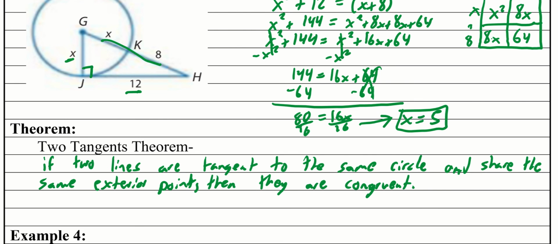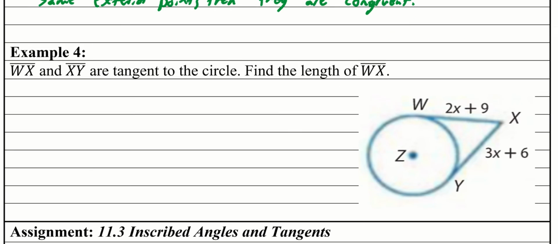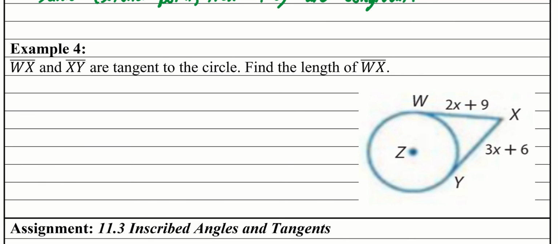We could draw an example with this, but we'll see this on example 4 here. So we'll just use this as the example to look off of. Let's look at this picture from example 4. This is describing the theorem that we just wrote down. I have two lines that are both tangent to the circle. I know they're tangent because it tells me WX and XY are tangent. And they have the same exterior point. They both come together at the same point, which is X.